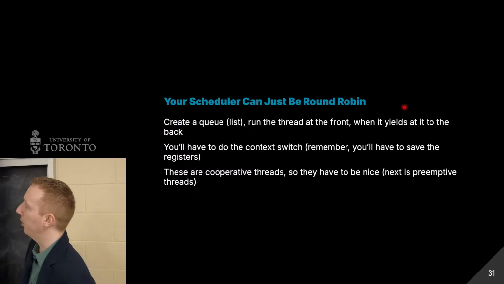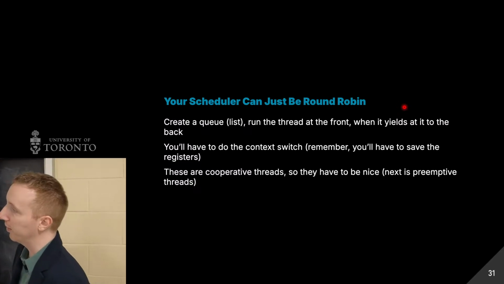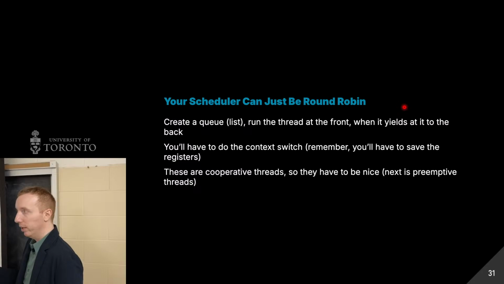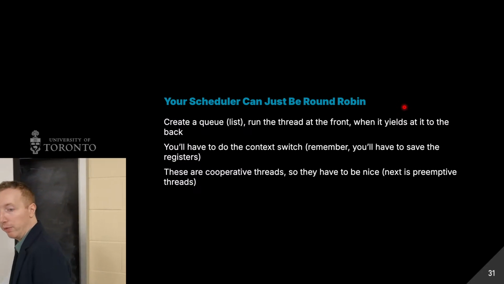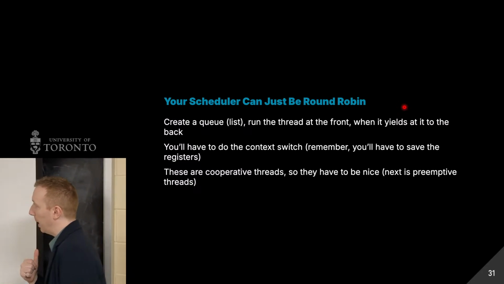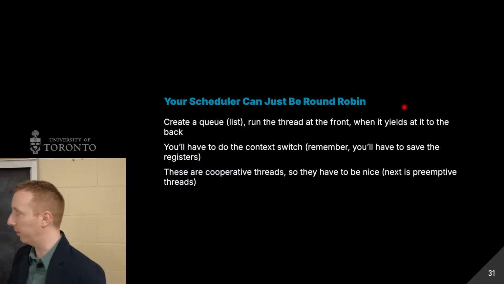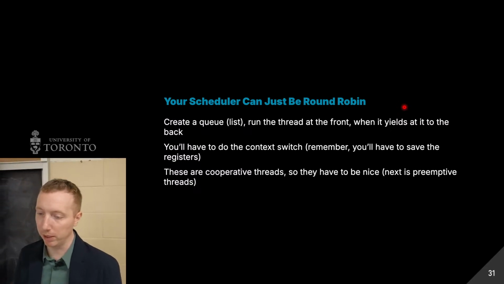You'll just create a queue, a list. I'll show you how to do that instead of implementing your own. It'll be easy because you'll run the thread at the front. When it yields, you throw it to the back. It'll be a doubly linked list. I will show you how to use it. Again, you don't have to implement your own.